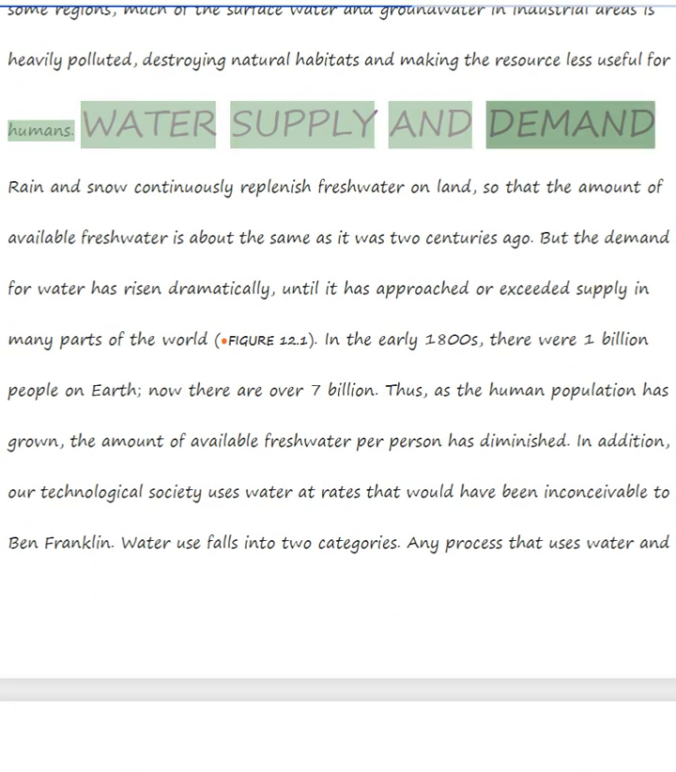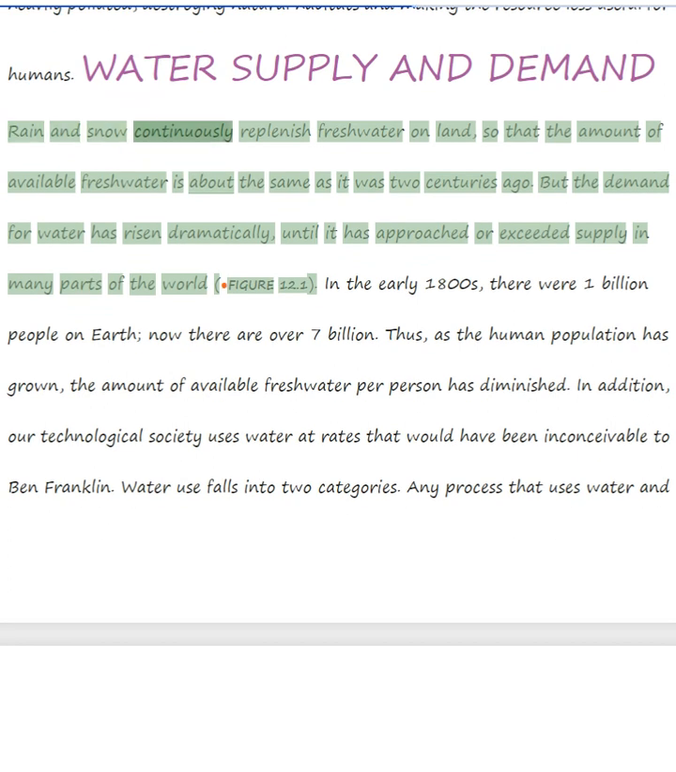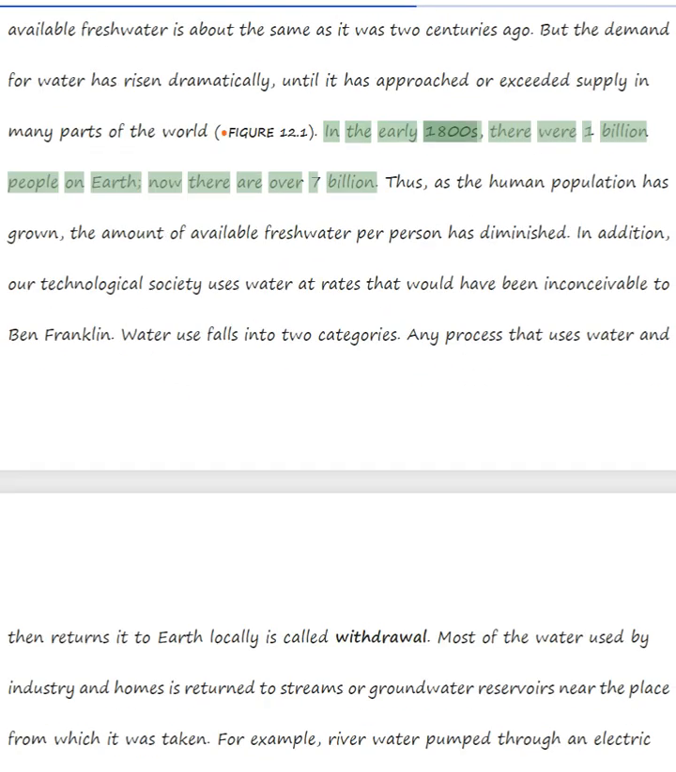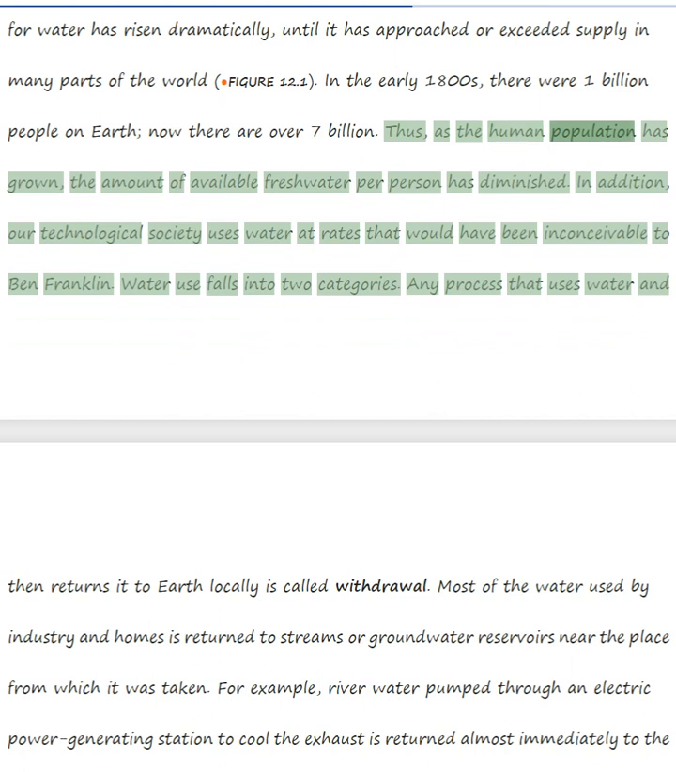Water supply and demand. Rain and snow continuously replenish freshwater on land, so that the amount of available freshwater is about the same as it was 2 centuries ago. But the demand for water has risen dramatically, until it has approached or exceeded supply in many parts of the world. In the early 1800s, there were 1 billion people on Earth, now there are over 7 billion. Thus, as the human population has grown, the amount of available freshwater per person has diminished. In addition, our technological society uses water at rates that would have been inconceivable to Ben Franklin.